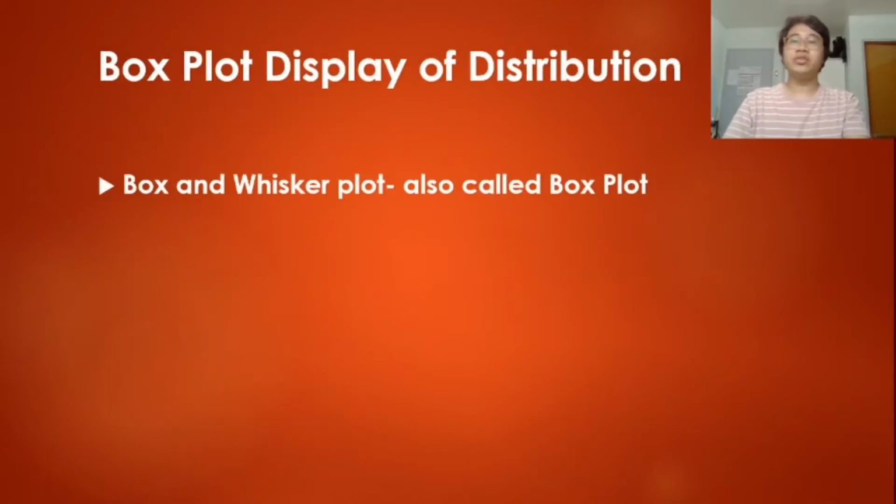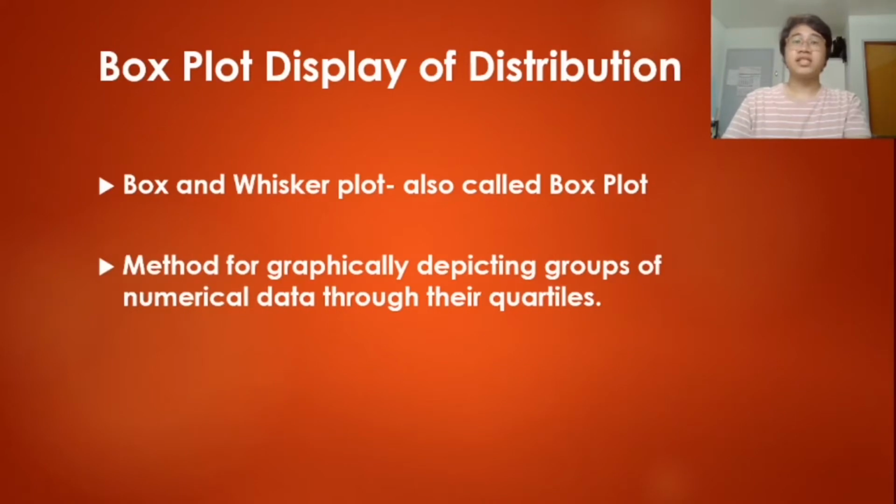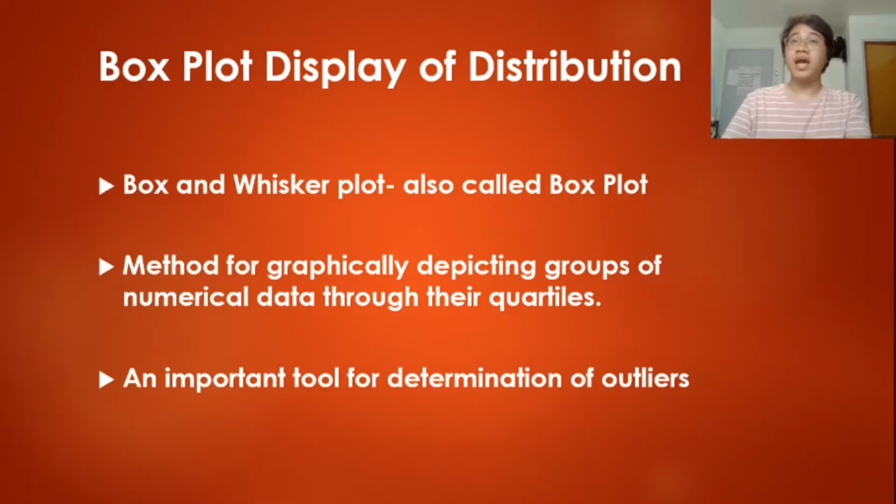To identify the outliers in the dataset, we can use a box plot display of distribution. And the question is, what is this? This is a box and whisker plot, also called the box plot. A box plot is a method for graphically depicting groups of numerical data through their quartiles. This boxplot is also an important tool for the determination of outliers.